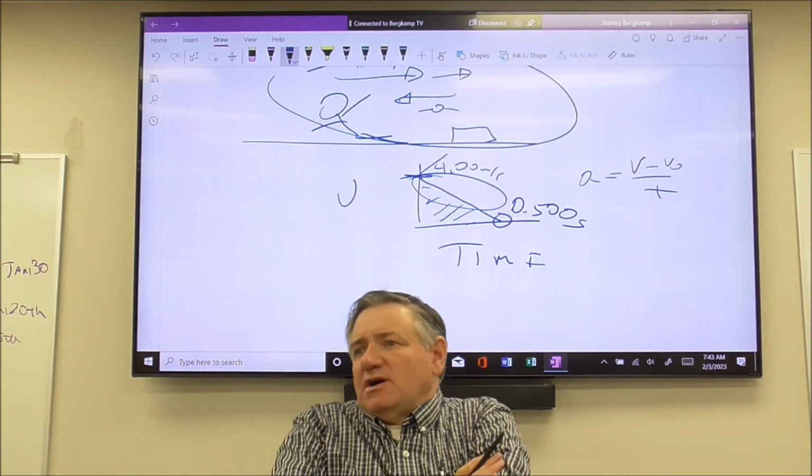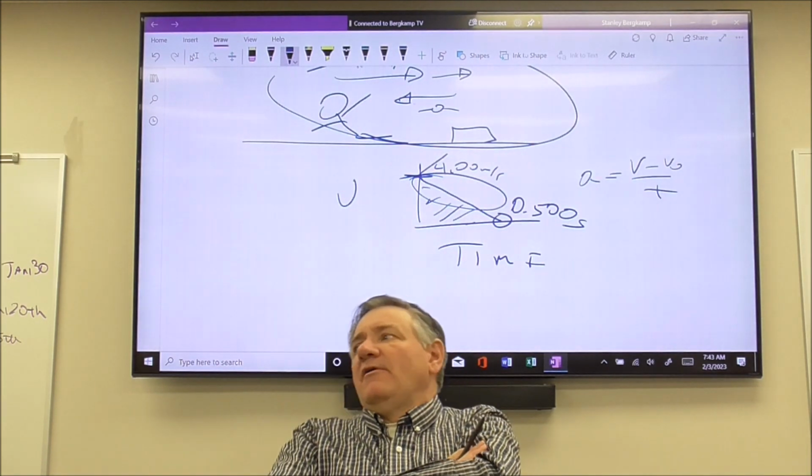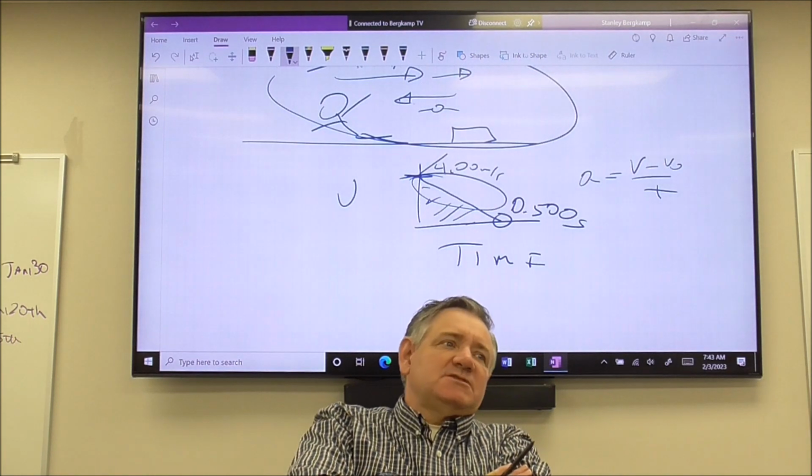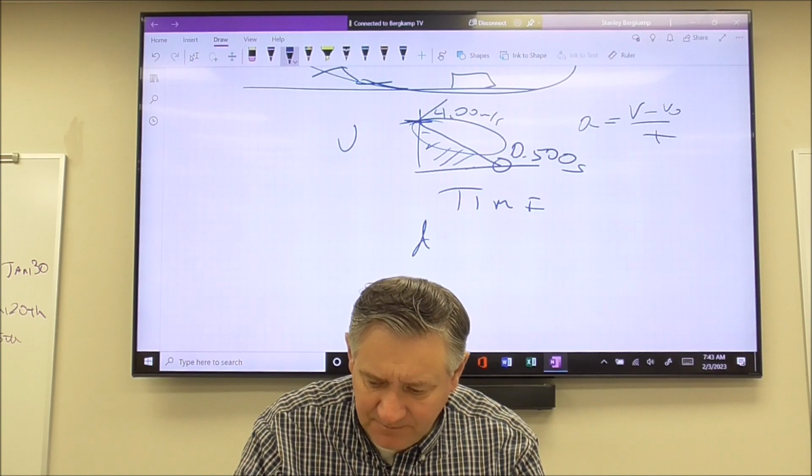Oh, it's an area of a triangle, 1/2 base times height. So if you like finding areas of triangles, find the area of that triangle. That's an option. You go, oh, but Mr. Burkamp, I like equations. Fine.